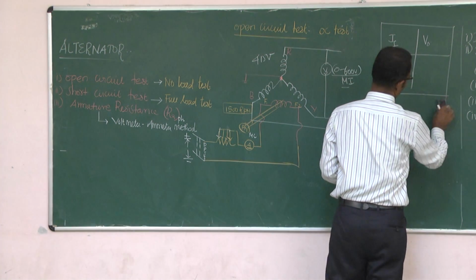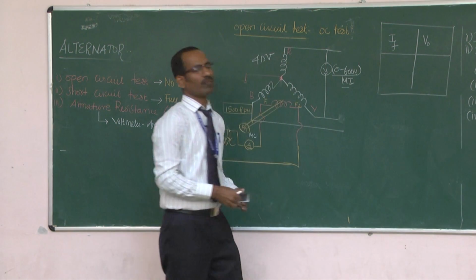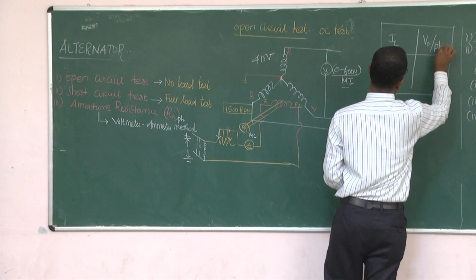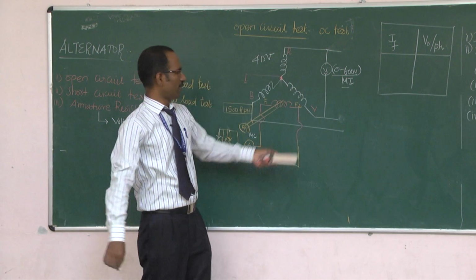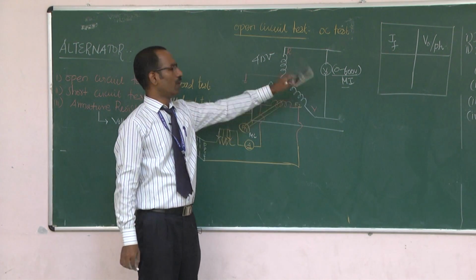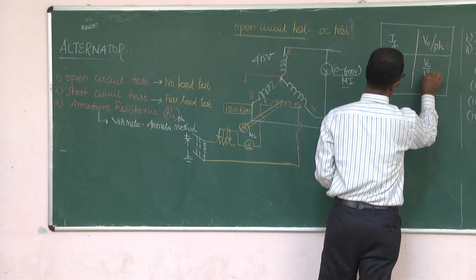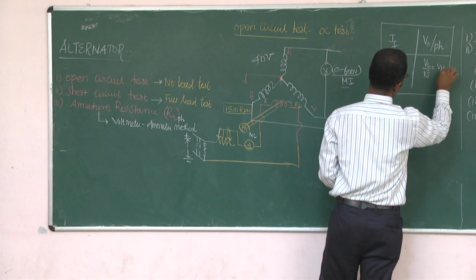This data is required from the OC test: the field current and the open circuit voltage per phase. Here the voltage measured across the alternator is a line quantity. To find the per phase value, the line value is divided by √3, and we will get the phase quantity.